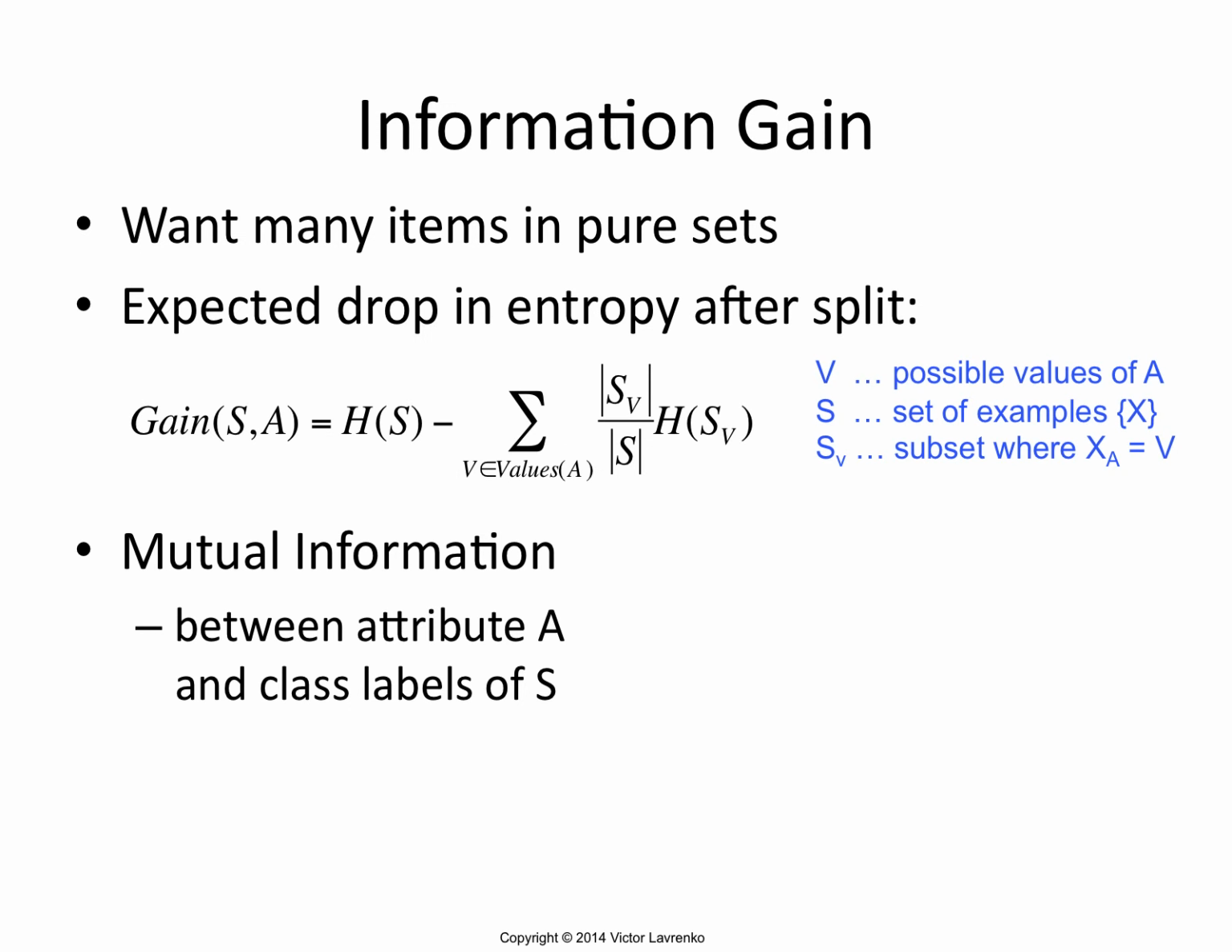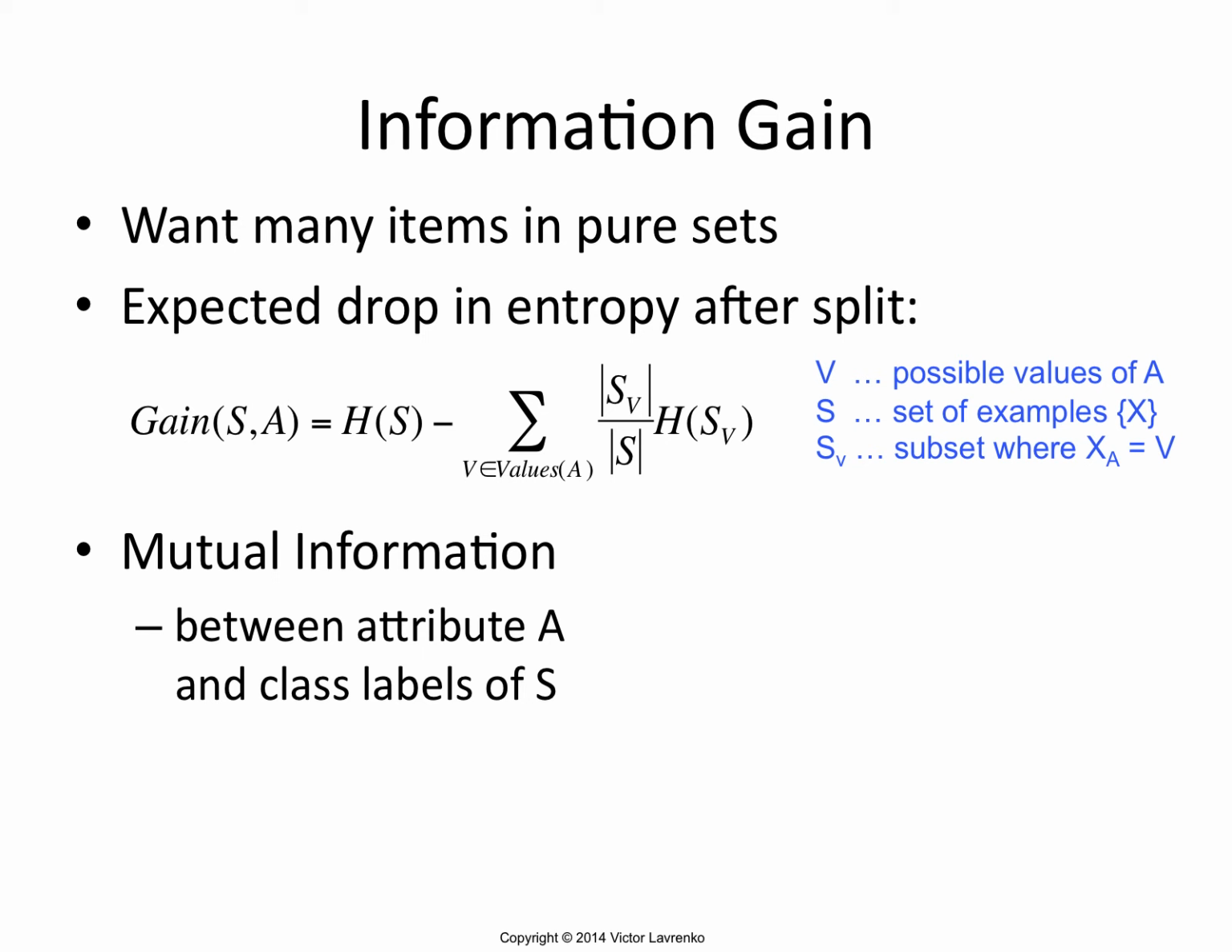So if we were splitting on attribute A, and attribute A had a number of values v, what we're going to do is split the overall set into subsets S of v, and then measure the entropy for each one of the subsets. So that's your H(S of v).